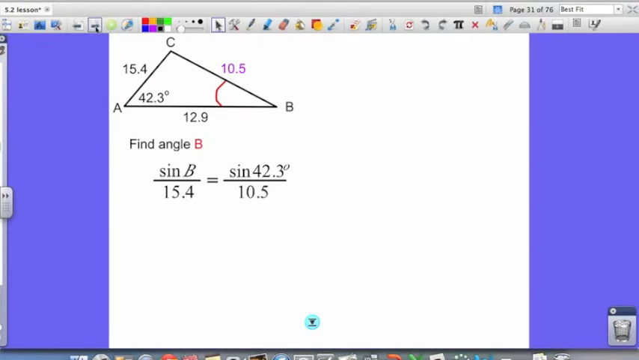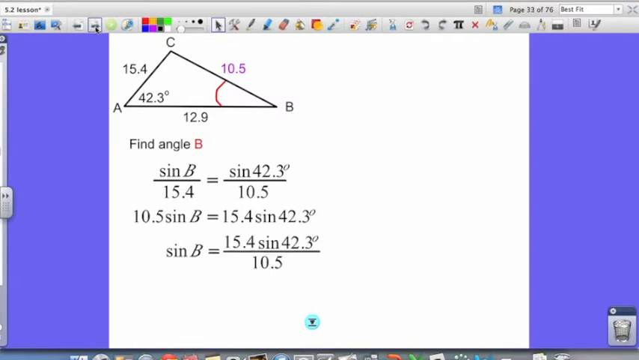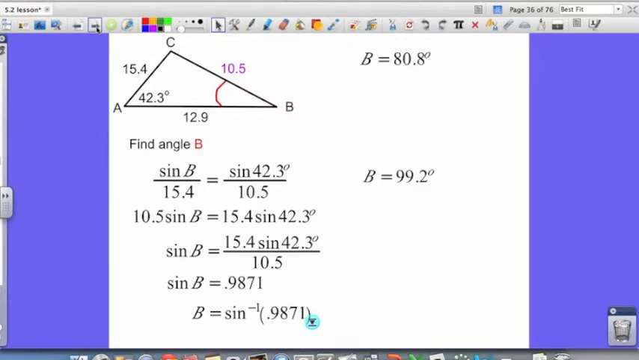Cross multiply, divide out by 10.5, and if I plug and chug, I'll get 0.9871. Take the inverse sine of that, and voila, you get 80.1 degrees and 99.2 degrees. Stuff you've already done, but remember, we're getting two angles. Now the question is, which angle?